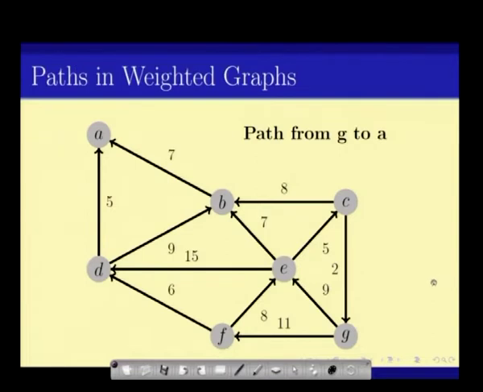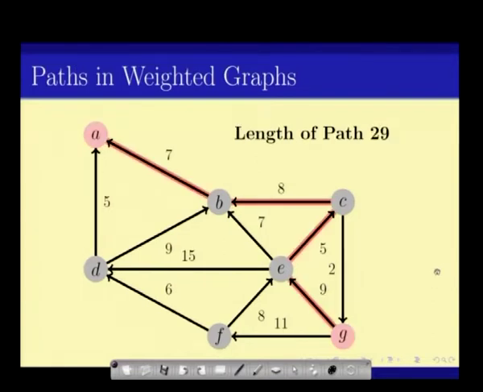Here is an example, and consider these two vertices, g to a. Now, here is a path, a directed path, meaning all the edges are in the right direction, and the length of the path is 9 plus 5 plus 8 plus 7, which is 29. You can also have another path like this, which is 23. You can have another path which is 22. So, in other words, given a directed weighted graph, there might be multiple paths from one vertex to another, and we want to find out the shortest path from one vertex to another.